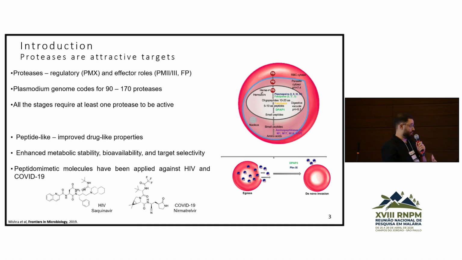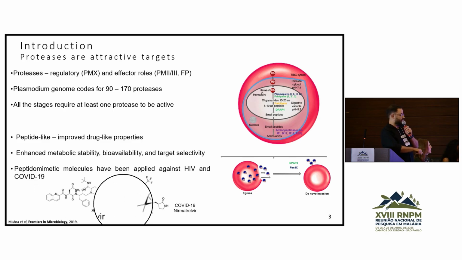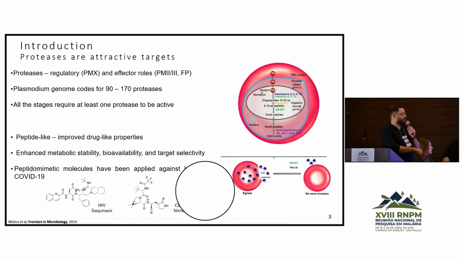They are essential. And aiming to inhibit this class of proteins, we have the peptidomimetic molecules, which usually show improved drug-like properties and are used nowadays in the clinics, for example for HIV/AIDS, as Saquinavir, and Nirmatrelvir for the treatment of COVID.